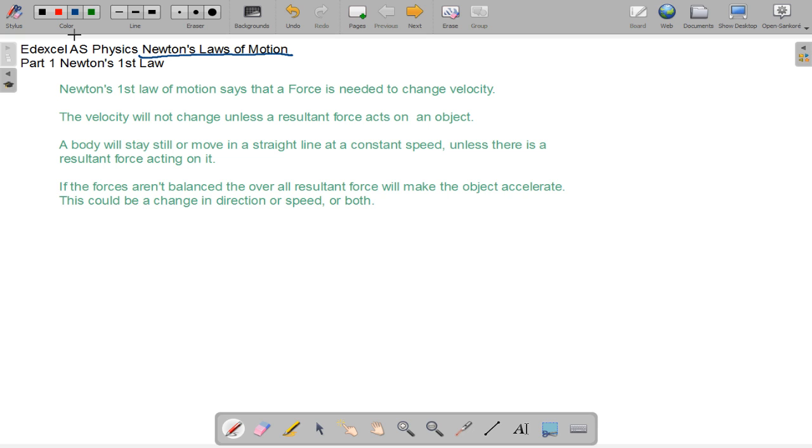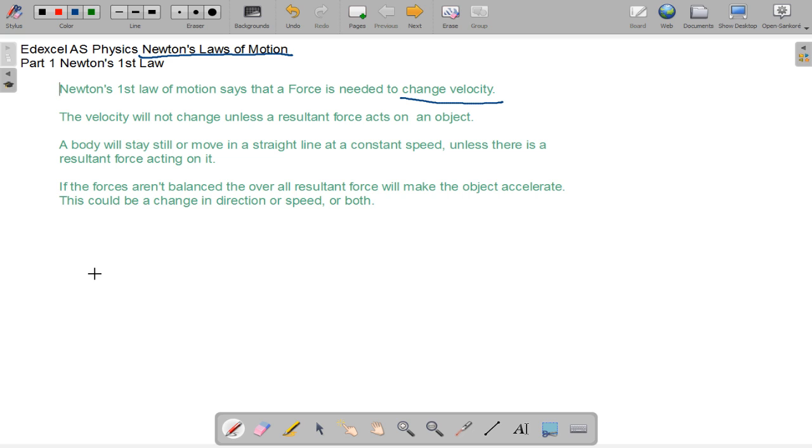Newton's first law of motion says that a force is needed to change velocity. The velocity will not change unless a resultant force acts on an object. A body will stay still or move in a straight line at a constant speed, unless there is a resultant force acting on it. If the forces aren't balanced, the overall resultant force will make the object accelerate. This could be a change in direction, or speed, or both.